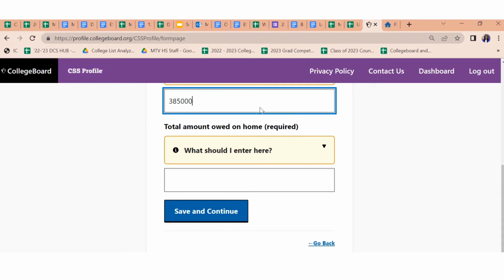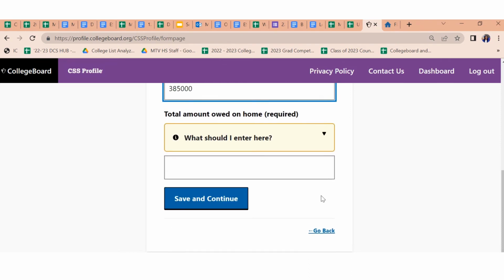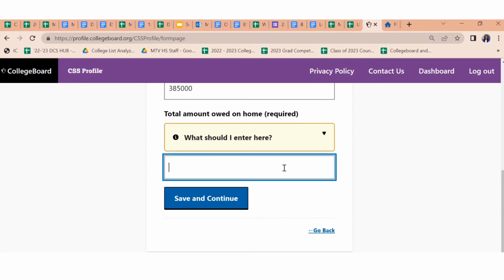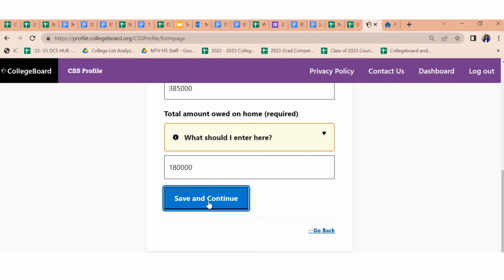And then this next question is asking, how much do you still owe on your home? So how much of the mortgage have you paid off, and how much do you still owe? So go ahead and enter that here and continue.